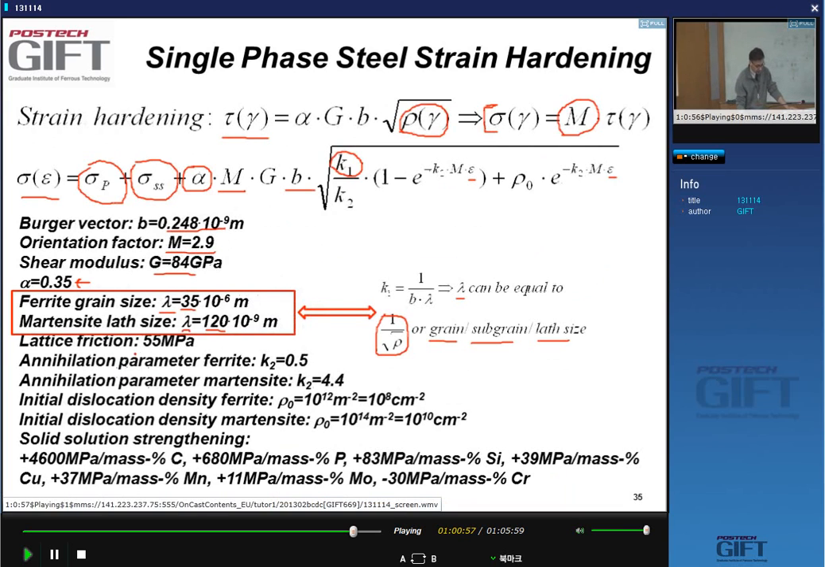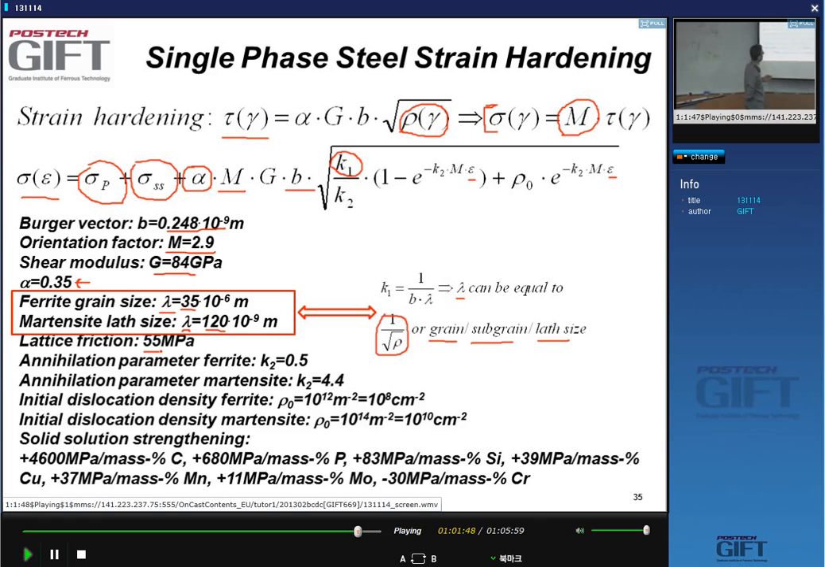So let me go back here. Lattice friction, 55. So for this particular example, I chose 55. Then annihilation parameters for ferrite, an annihilation parameter for martensite, I give you values. You can calculate them based on what we know for capital K and beta. These values are determined on the basis of experiments. They're good values that many people have found, so we'll use those.